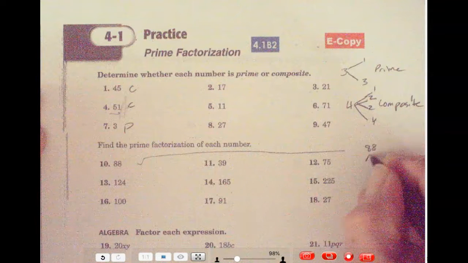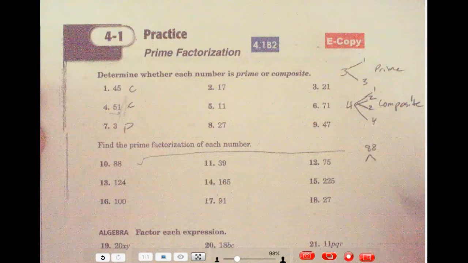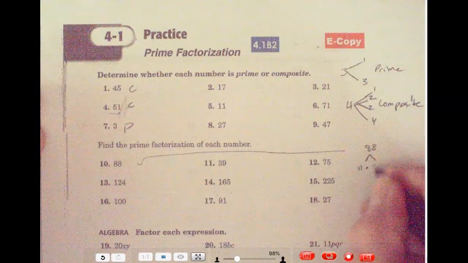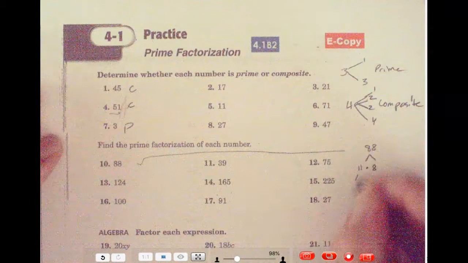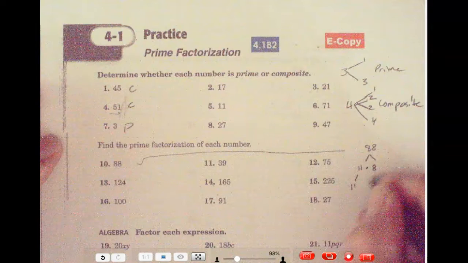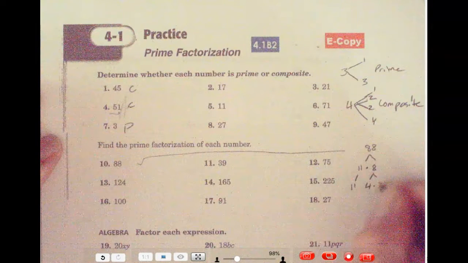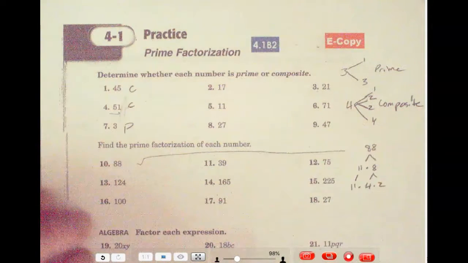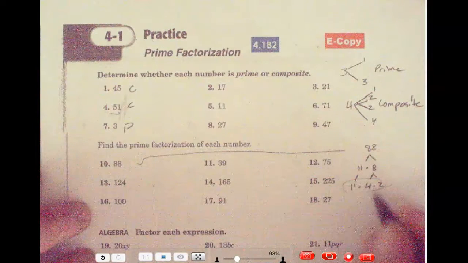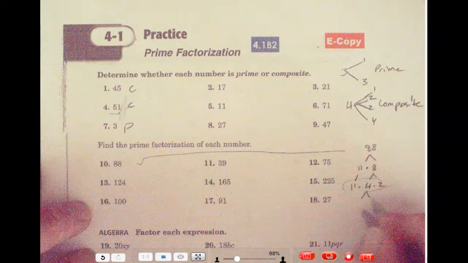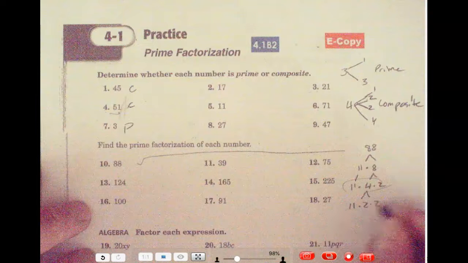Well, pick any two factors that go into that, so I'm going to go with 11 times 8. 11 is prime, so that one's done. I can break 8 down into 4 times 2. So there's the prime factorization. Break this one down: 11 times 2 times 2 times 2.